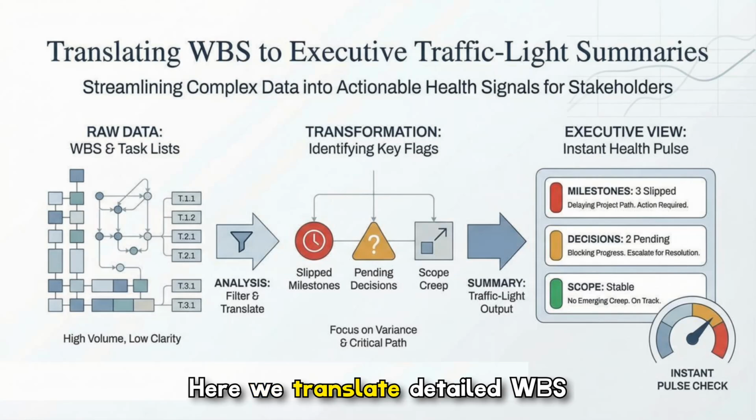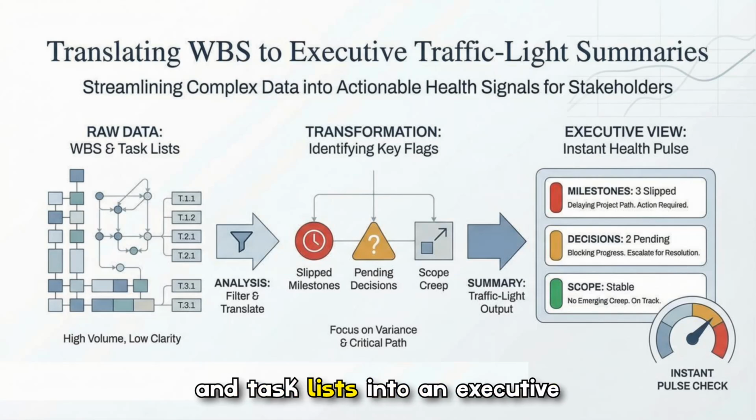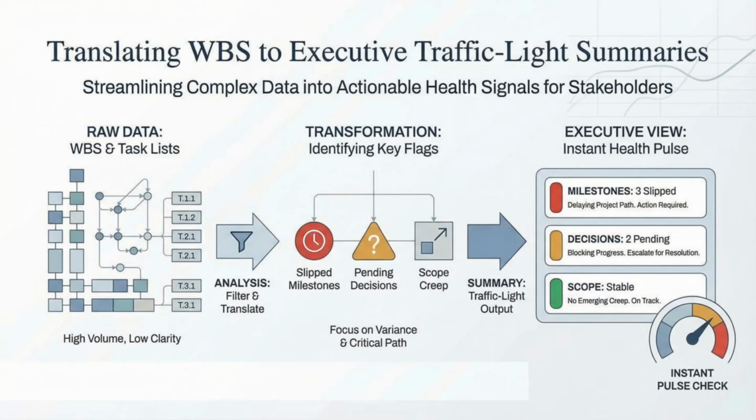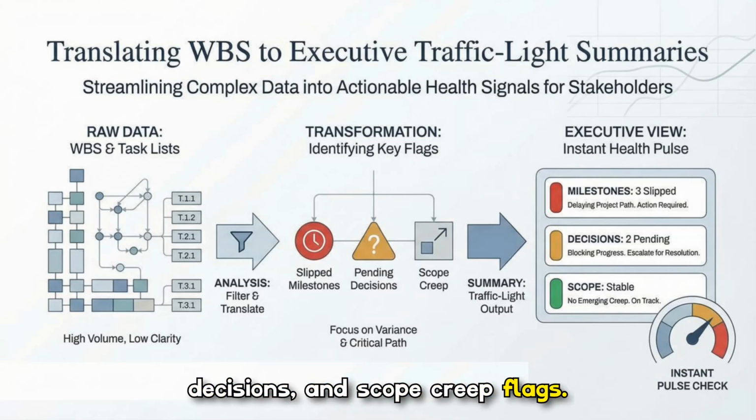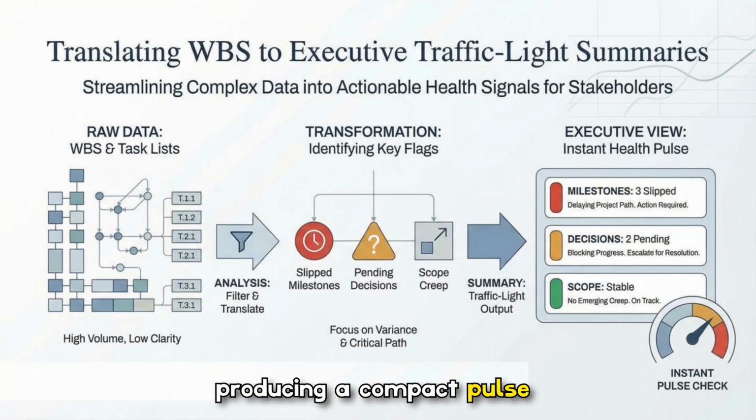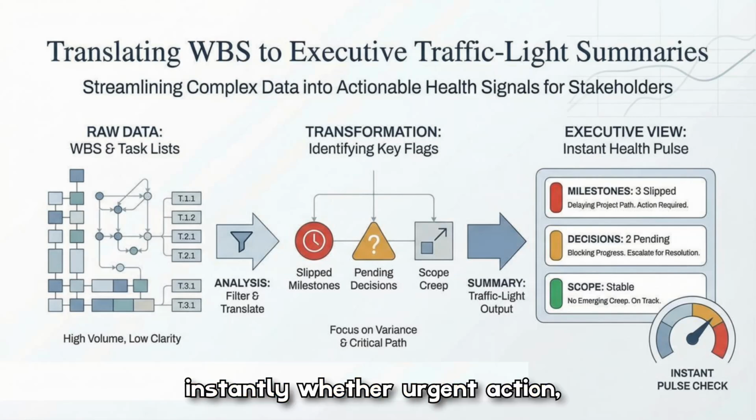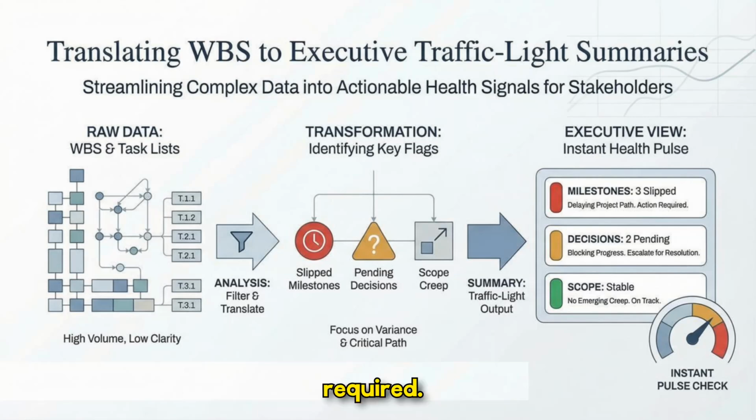Here, we translate detailed WBS and task lists into an executive traffic light summary, filtering high-volume, low-clarity data into slipped milestones, pending decisions, and scope creep flags. The transformation focuses on variance and the critical path, producing a compact pulse check that tells sponsors instantly whether urgent action, escalation, or acceptance is required.